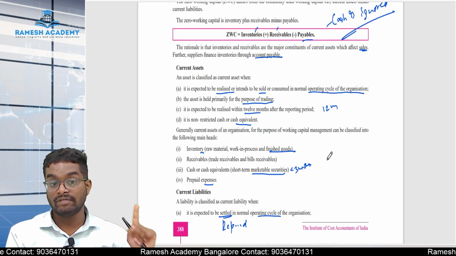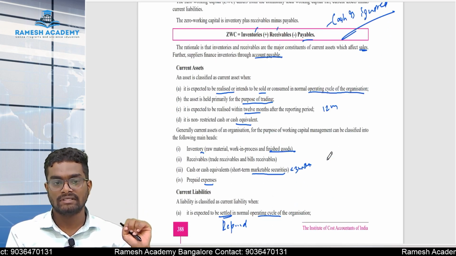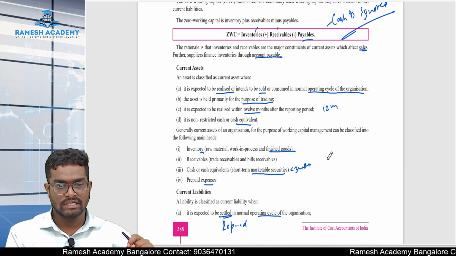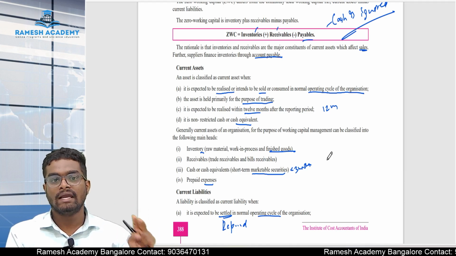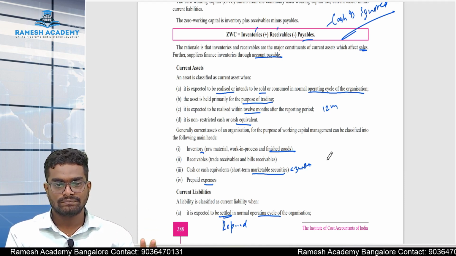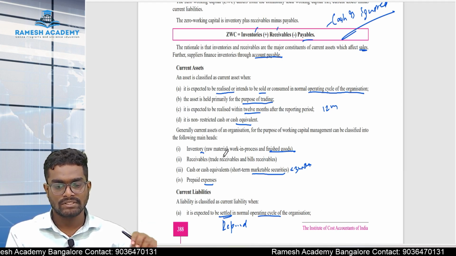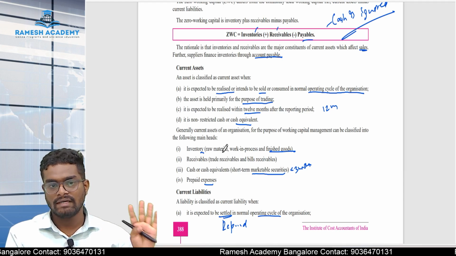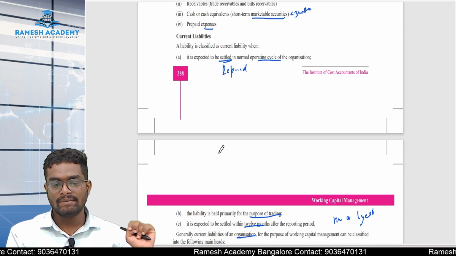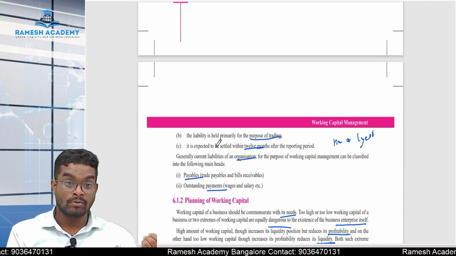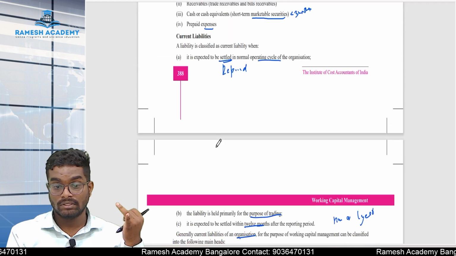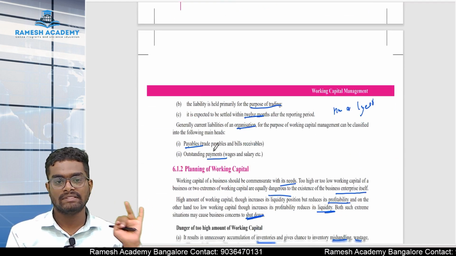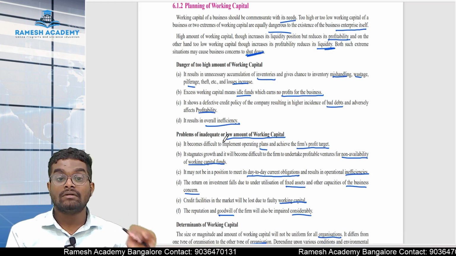So we saw the definitions of current asset and current liability. The major understanding we took is that it should be less than 12 months, it should be used for trading, and it is in a normal operating cycle. The examples of current assets are inventory, receivables, cash and cash equivalents, and prepaid expenses. Current liabilities are expected to be for trading, less than 12 months, in the normal operating cycle. The examples are payables and outstandings.